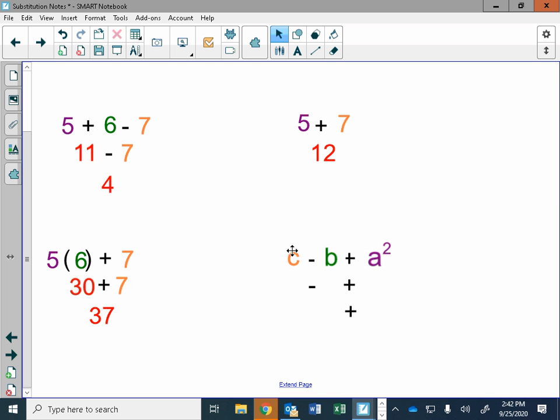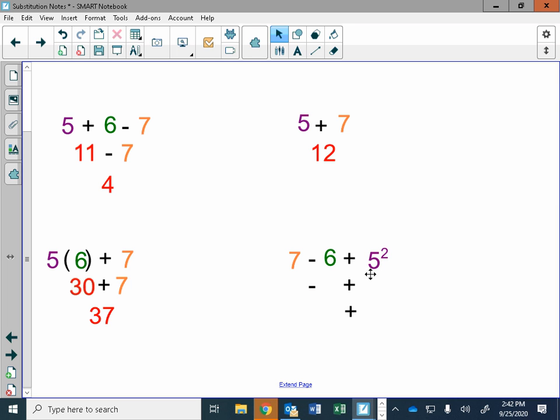Our last example says c minus b plus a squared. Well, let's substitute for our variables. For c, we plug in 7. For b, we plug in 6. And for a squared, we plug in 5 squared.